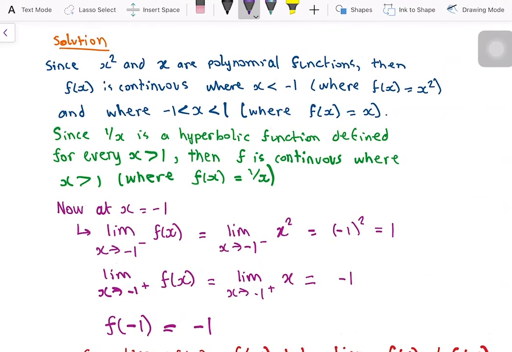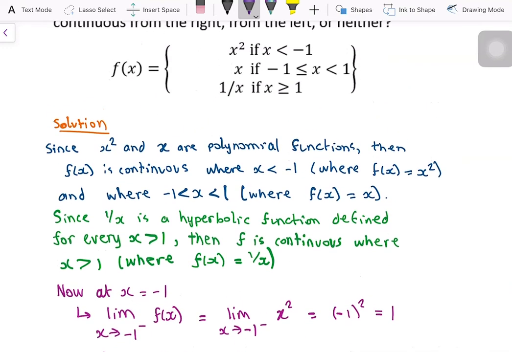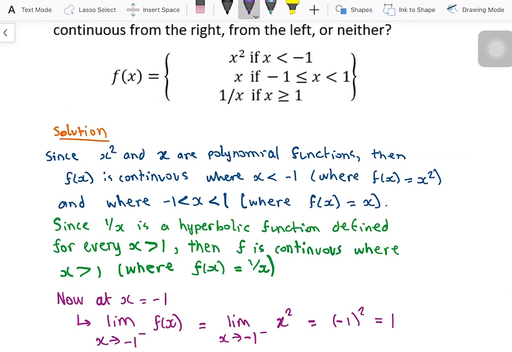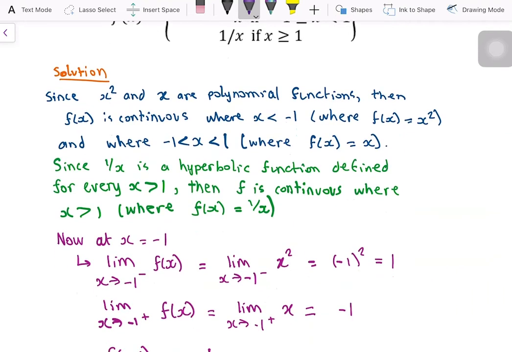So now we'll have a look at what happens when x equals -1. If you look at the limit of f of x as x approaches -1 from the left hand side, since when x is less than -1 we have f of x equals x squared, this is the same as the limit of x squared as x approaches -1 from the left hand side, and this is the same as -1 squared, which is equal to 1.